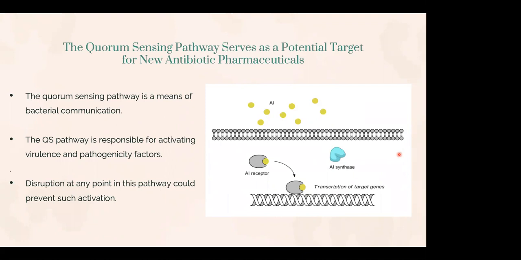So the quorum sensing pathway has a number of components, including this autoinducer synthase enzyme. This enzyme creates small molecules called autoinducers, which are represented as these little yellow circles. Those autoinducers stay outside of the cellular membrane until they reach a certain concentration. Then they re-enter the cell, bind with an autoinducer receptor, and then that receptor turns on the transcription of target genes. And we could disrupt this pathway at any point and stop the transcription of these target genes.